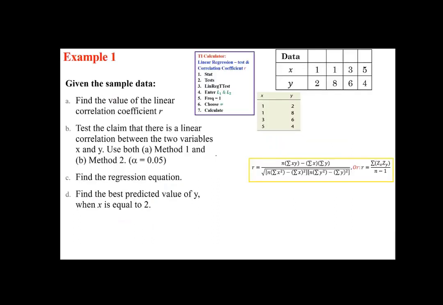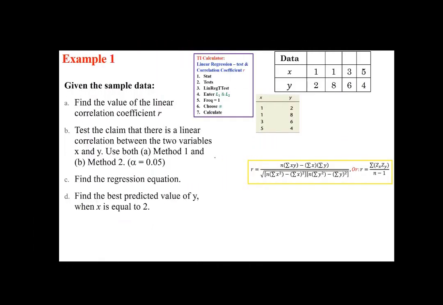All right. Here's an example. Given the sample data, find the value of the linear correlation coefficient R. Test the claim that there is a linear correlation between the two variables x and y. Use both A, method 1, and B, method 2. Alpha is 0.05. Find the regression equation. Find the best predicted value of y when x is equal to 2. This is actually the complete version of what we did in the previous section.